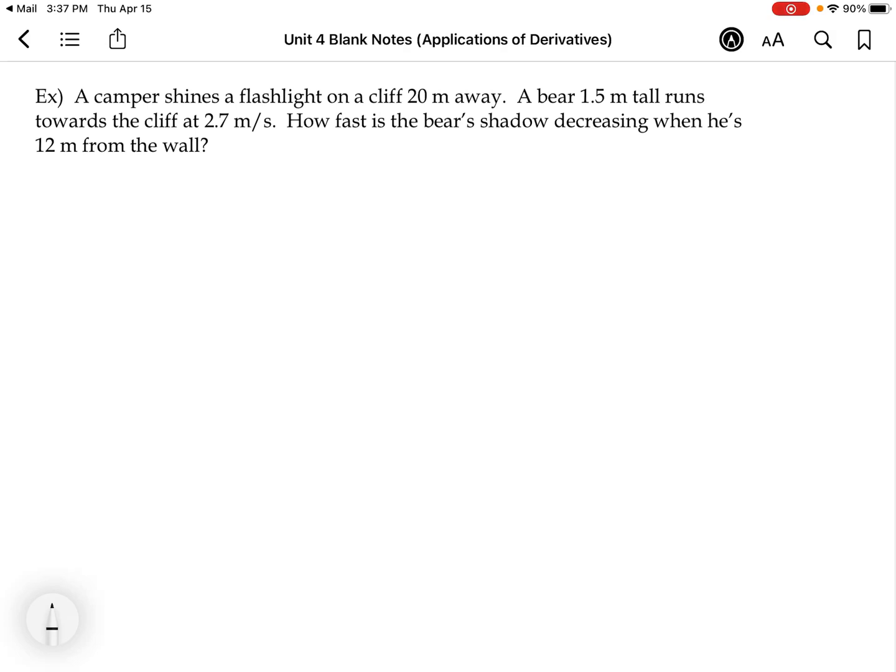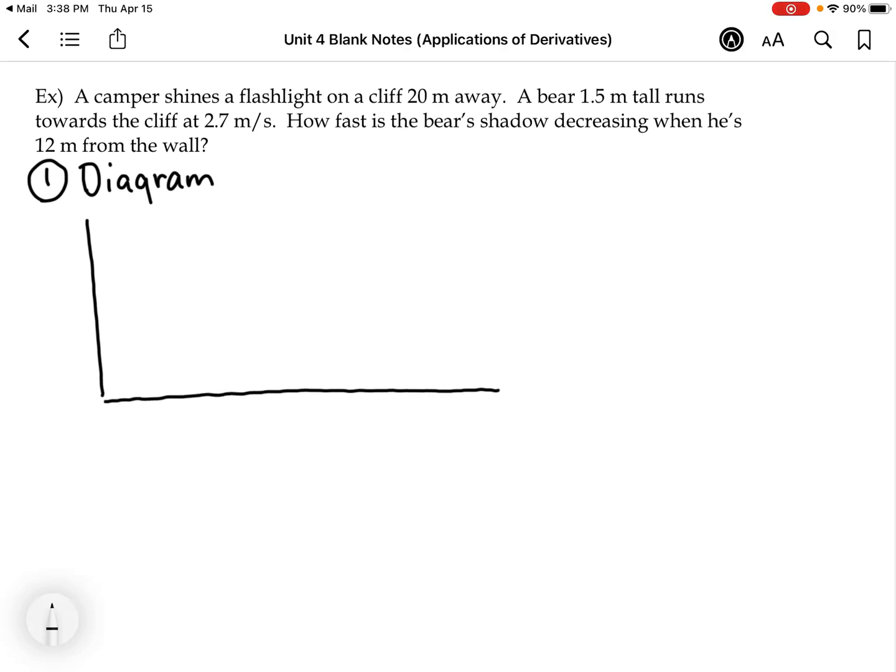Okay, so we're definitely going to need to draw a diagram here. And in this diagram, here's our cliff, and here's the ground. Basically there's like a flashlight on the ground being shone towards the cliff. And then there's a bear. So maybe, I don't know, I'll draw the bear. I'm not very good at drawing. I'm just going to draw a stick man. We'll pretend that that's the bear.